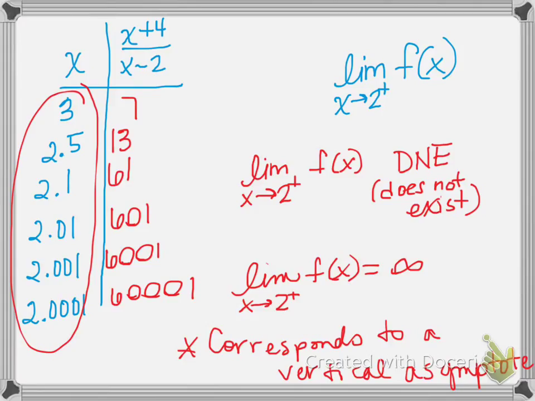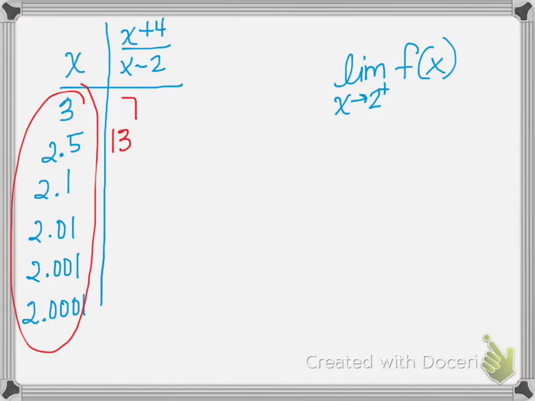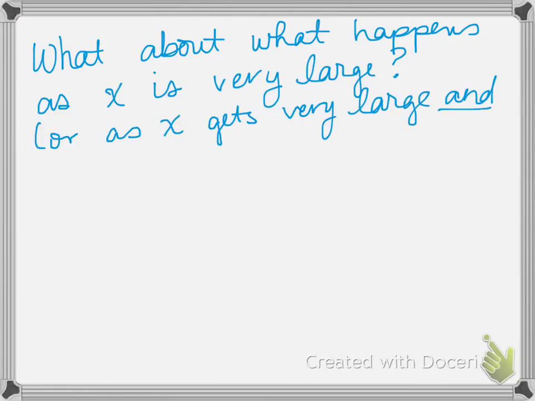Now we're going to ask a different question. If we go back to our graph, another interesting property is that if we go off to the right or to the left, the graph is also doing something special. Notice that we have a horizontal asymptote. So how does that come out with limits? The question we want to ask is what happens as x gets very large, or as x gets very large and negative. Very large means it goes off to the right, and very large and negative means we go off to the left.